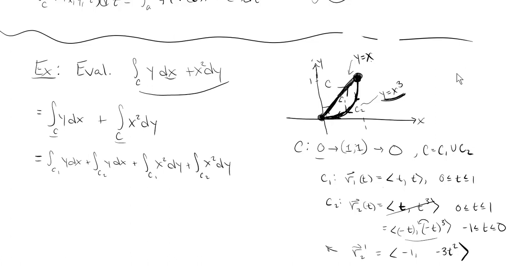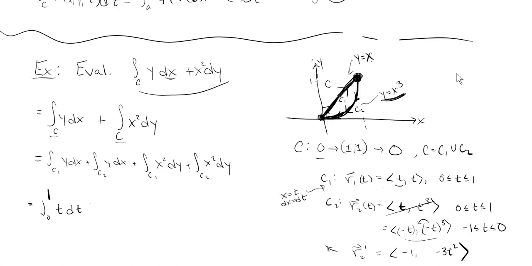And now I can write down an iterated integral for each of these. On c1, I know my t is going to go from 0 to 1. And I know that the y value on c1 is t, right up here. And if I want dx, well, x is t, so dx is dt. Usual business there. That should be a 1.